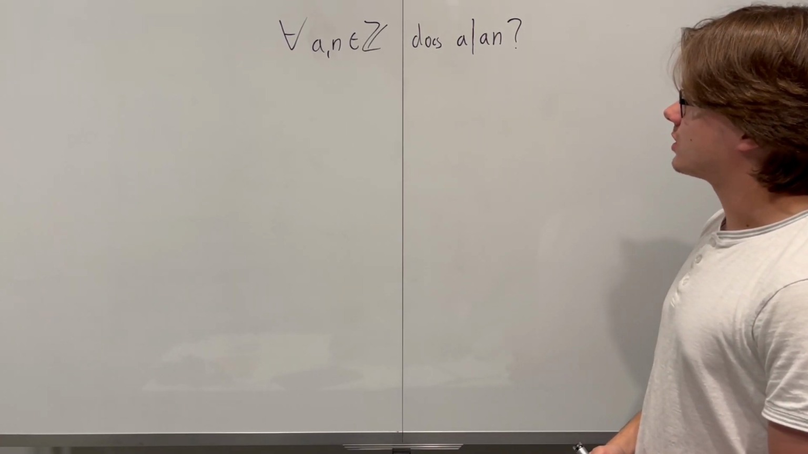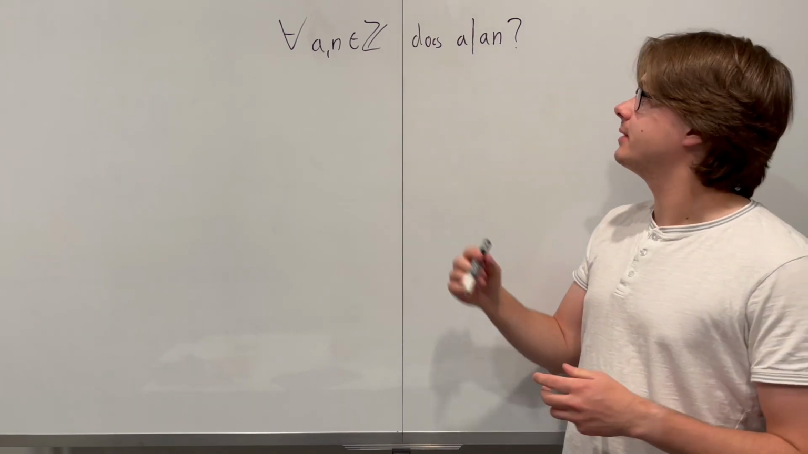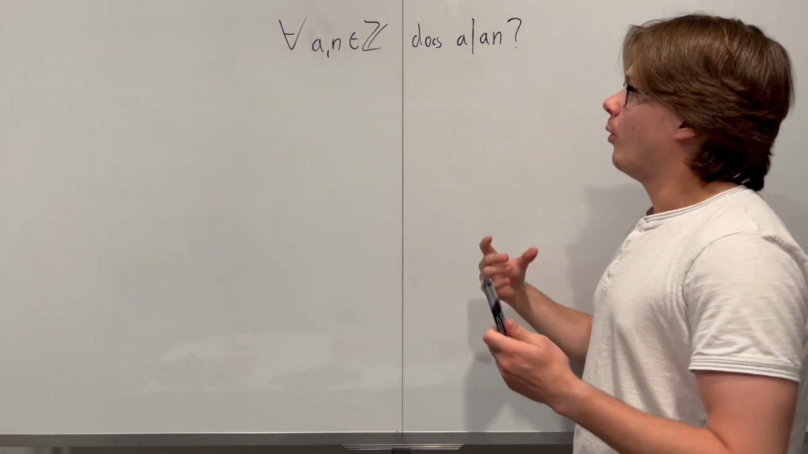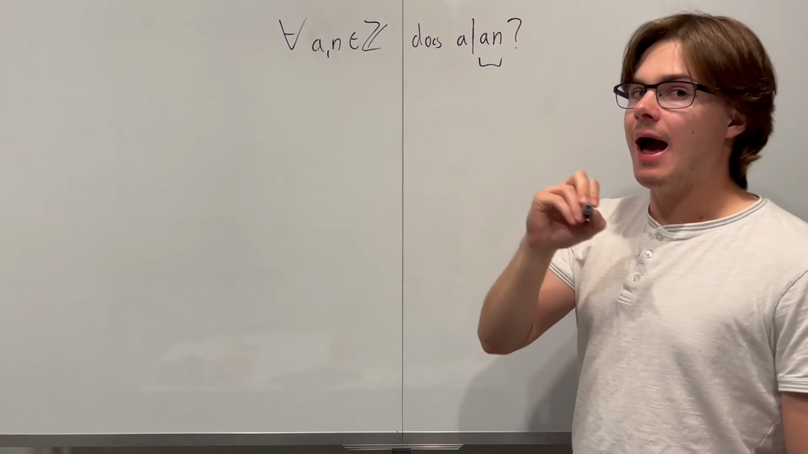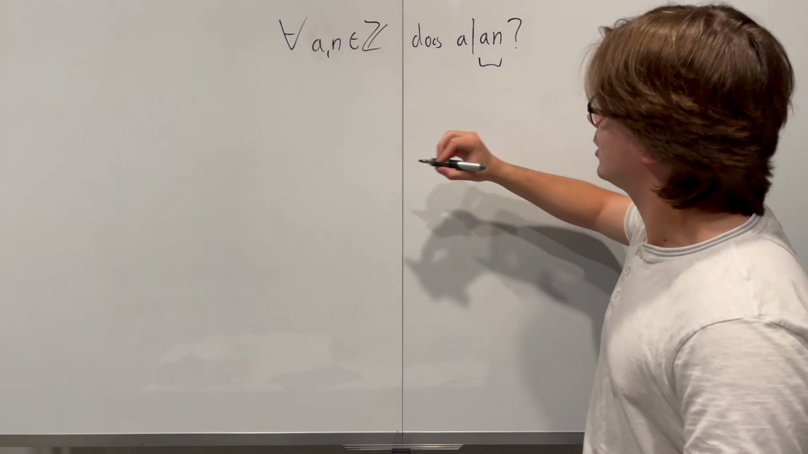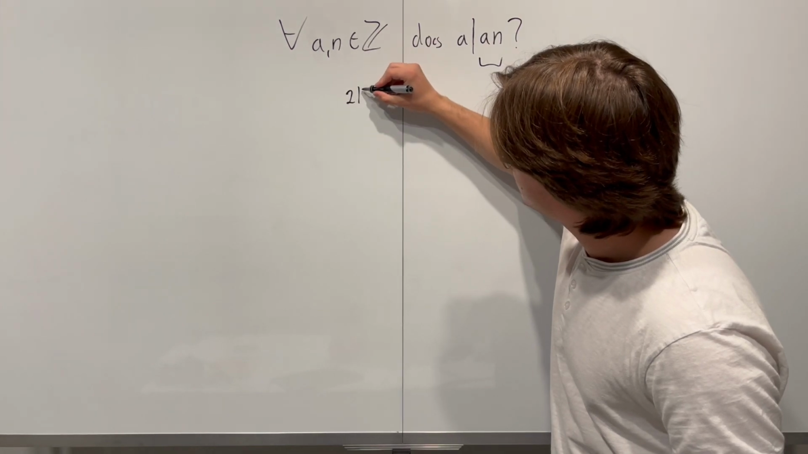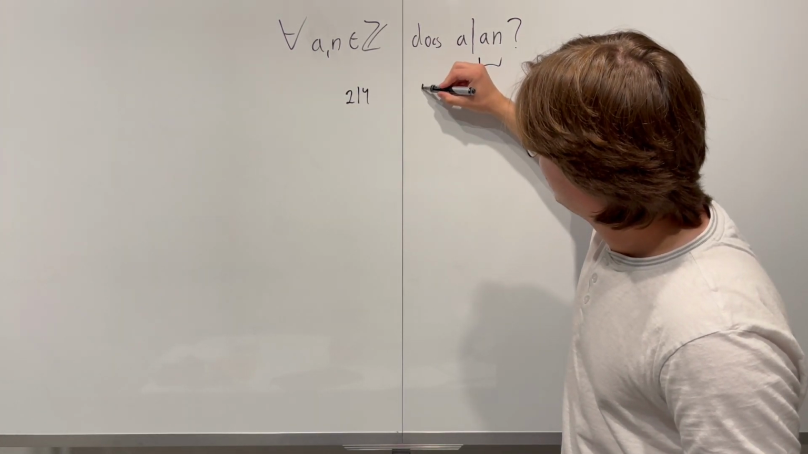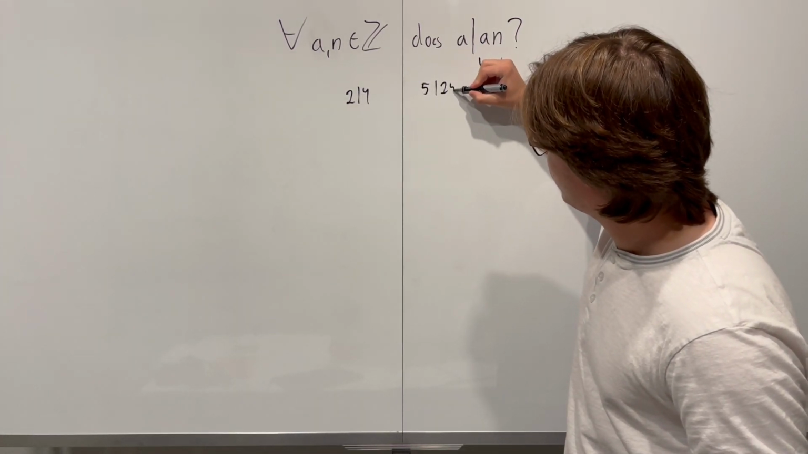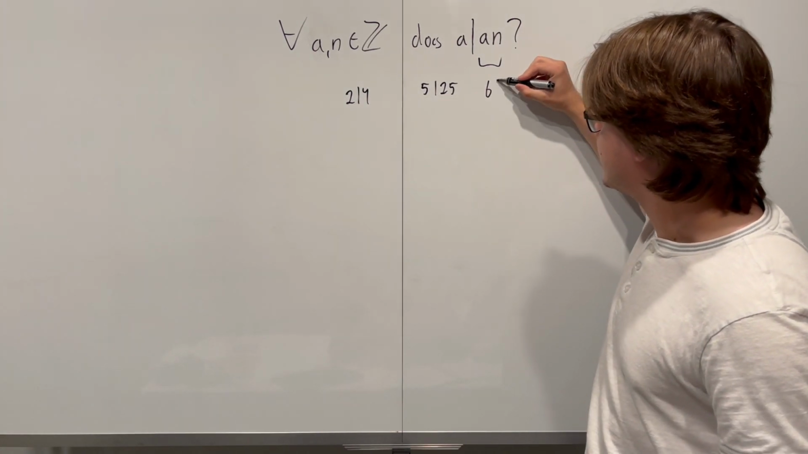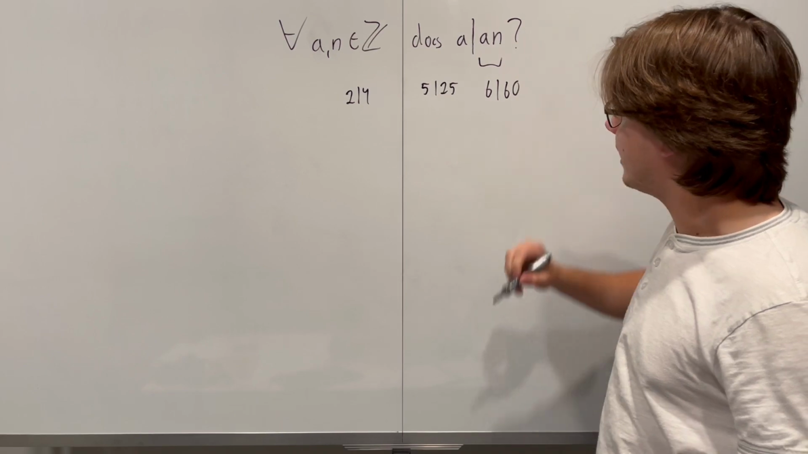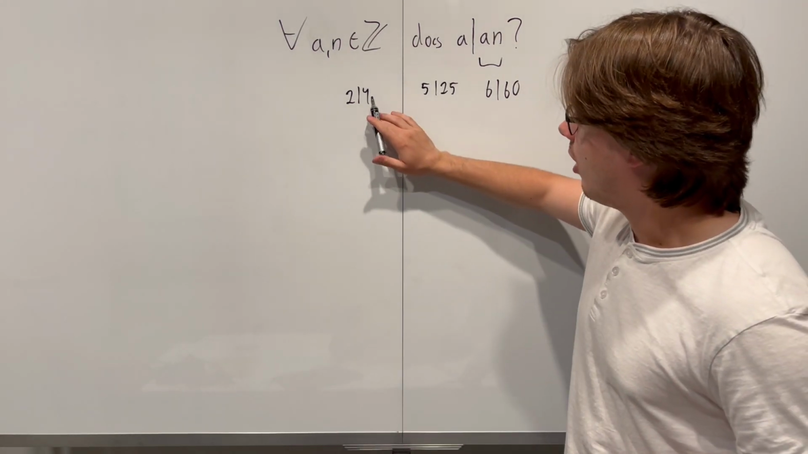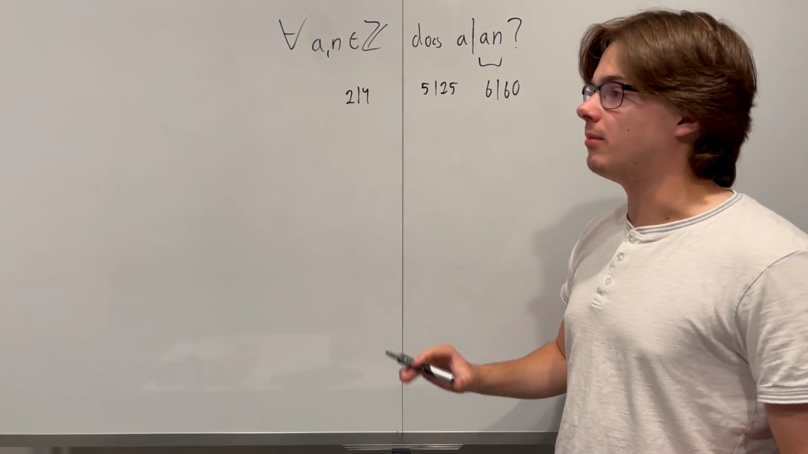So how do we start this proof? Well, first we have to understand what divisibility means. What does this line mean? What this line means is whatever is on the right-hand side has to be a multiple of what's on the left-hand side. So if you have something like 2 and 4, or 5 and 25, or 6 and 60, you're basically asking, what's on the right, can it be a multiple of what's on the left?